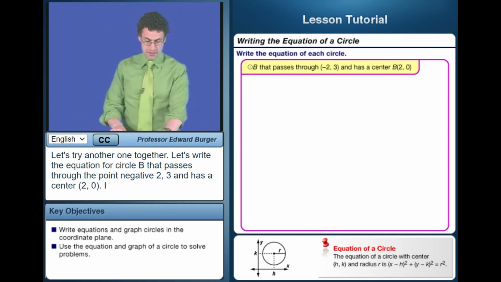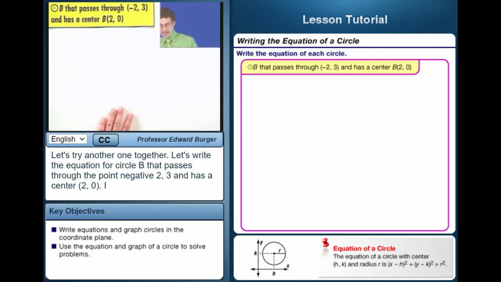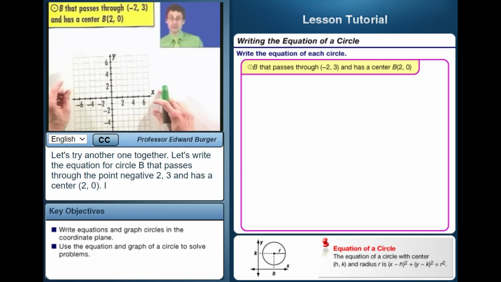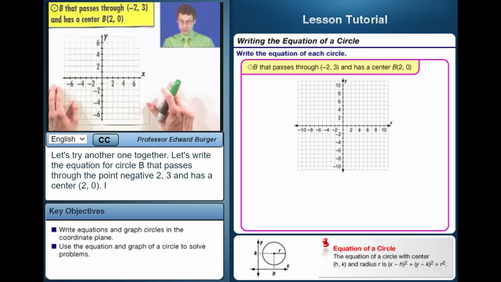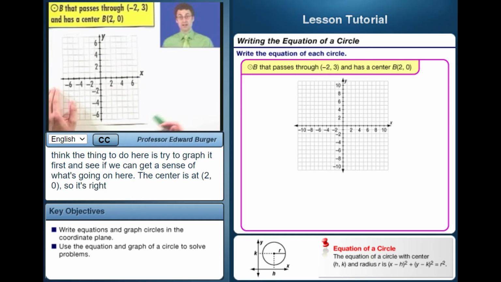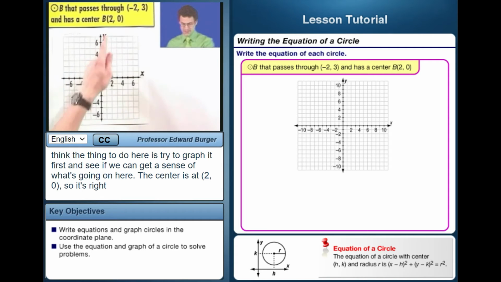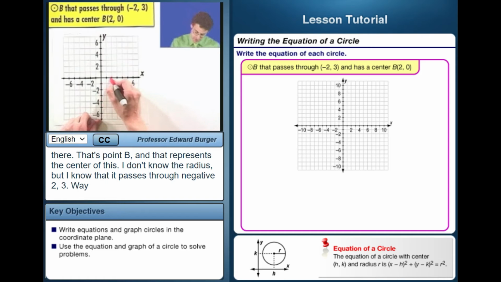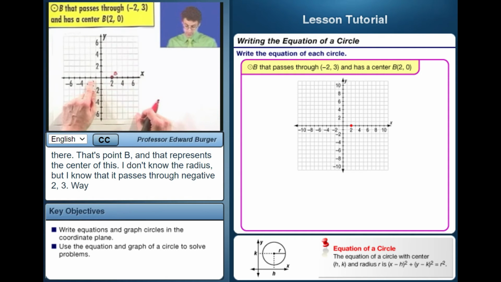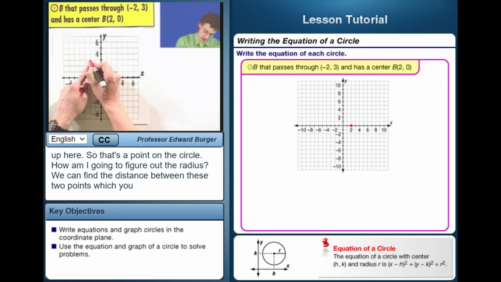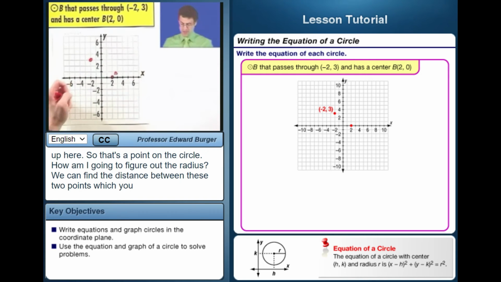So let's write the equation for circle B that passes through the point negative 2, 3, and has a center 2, 0. So I think the thing to do here is just to try to graph it first to see if we can get a sense of what's going on here. So the center is at 2, 0. So the center of this thing is at 2, 0. So it's right there. So that's the point B. And that represents the center of this. And I don't know the radius, but I know that it passes through negative 2, 3, way up here. So that's a point on the circle.